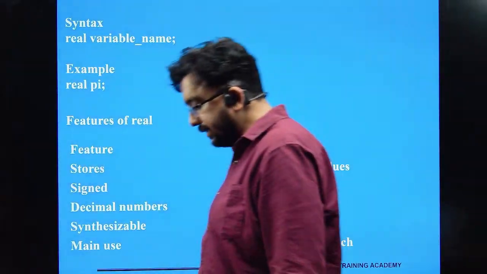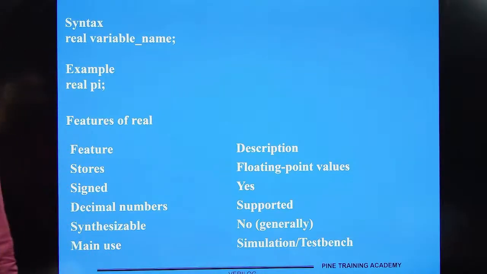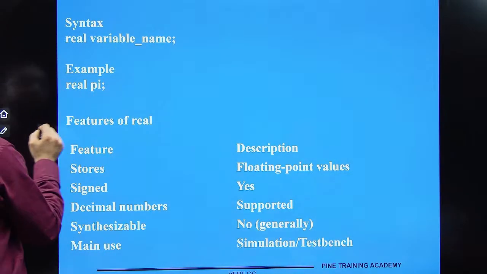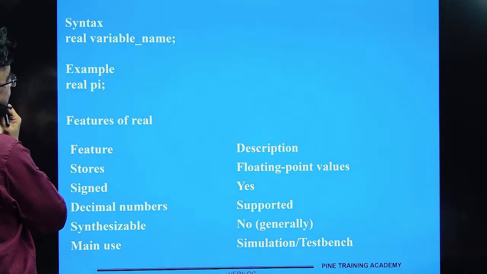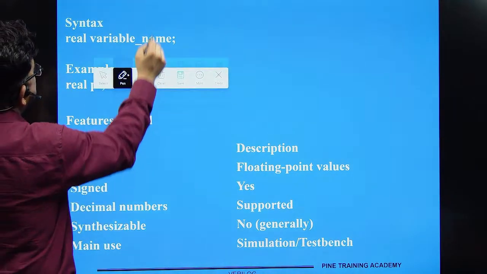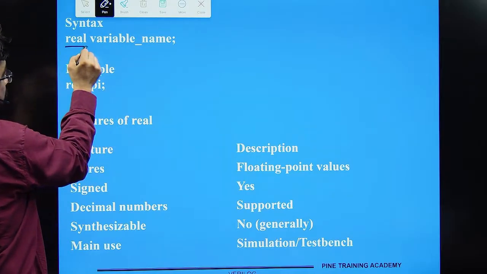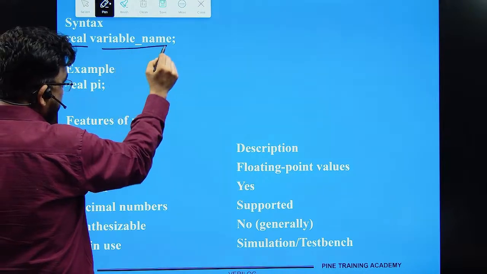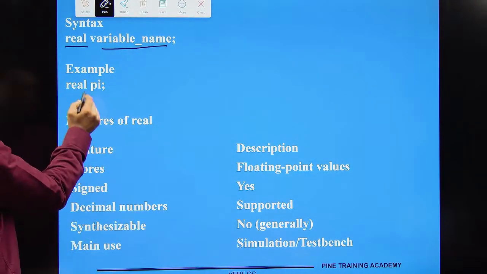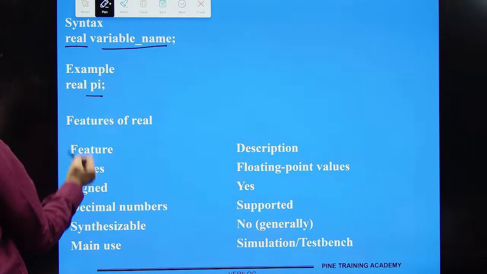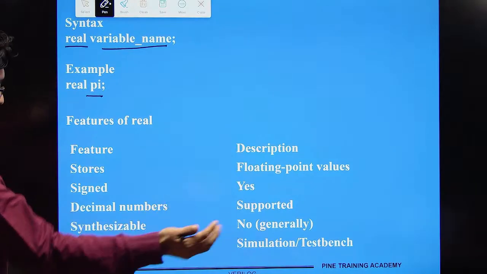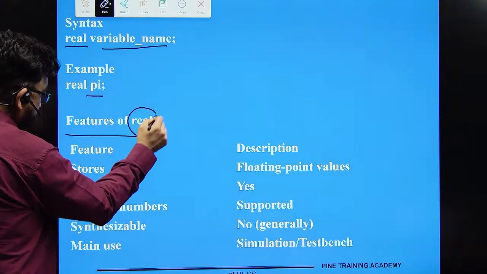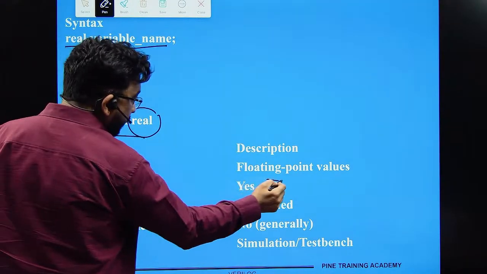Okay, a very simple example. What is the syntax? This is the syntax, and this is your user-defined variable name. This is how you write it, for example real pi. We'll take it later on. Now, the features of real data types: it stores floating point values.